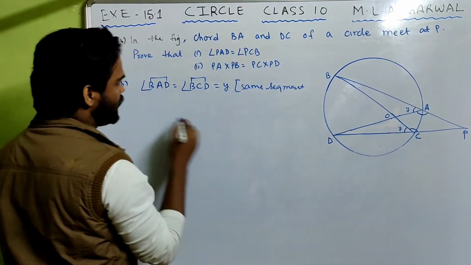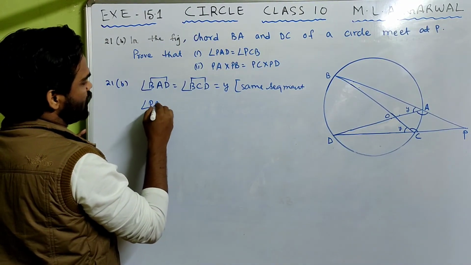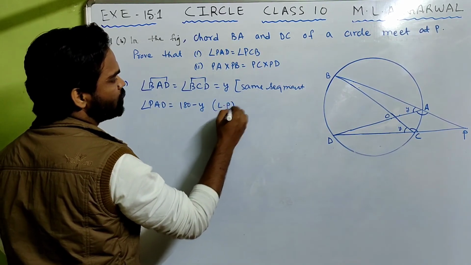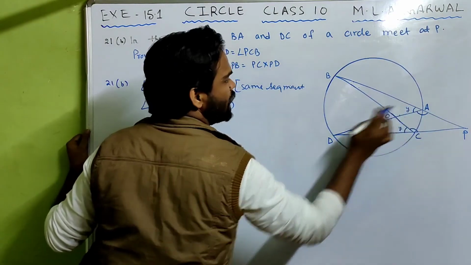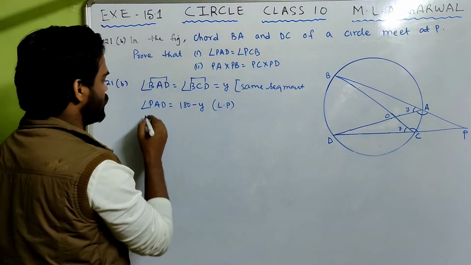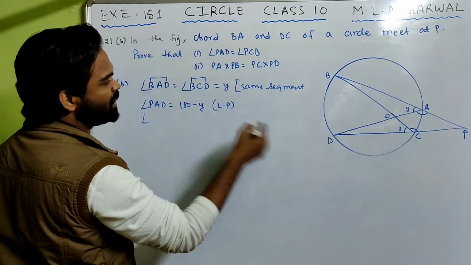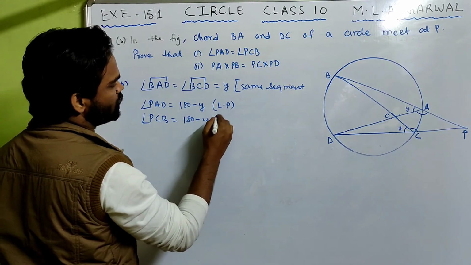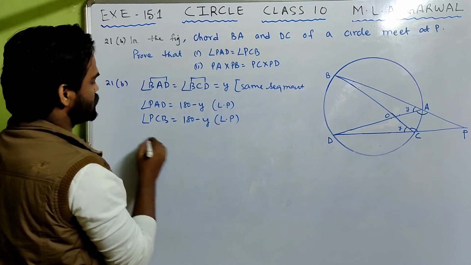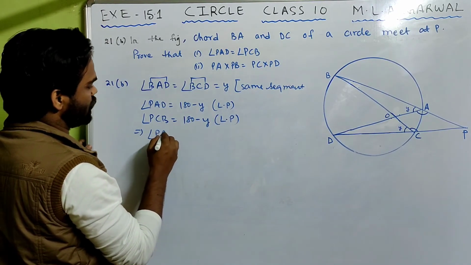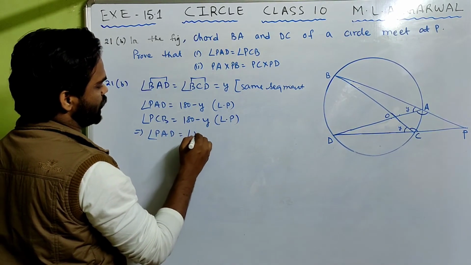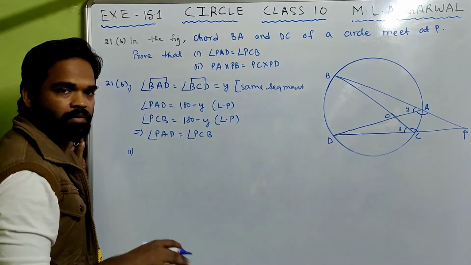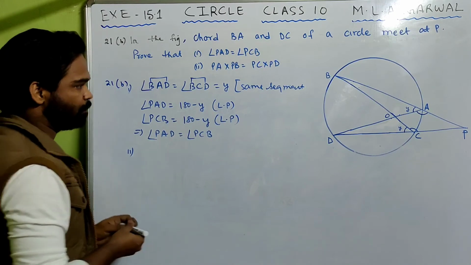Now look, angle PAD will be 180 minus Y, linear pair. These two angles add to give 180. It's a straight line. And angle PCB is again 180 minus Y, linear pair, which clearly says that angle PAD is equal to angle PCB. Done. Clear? Now look at the second part.